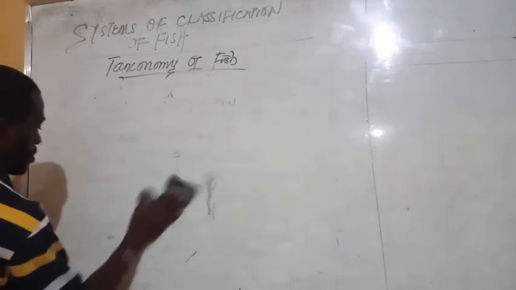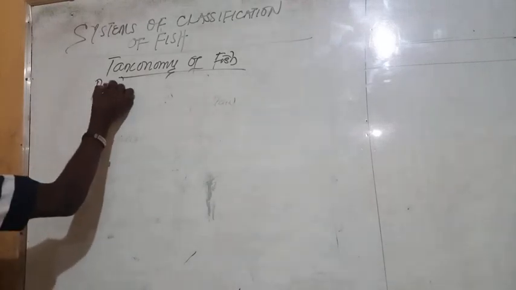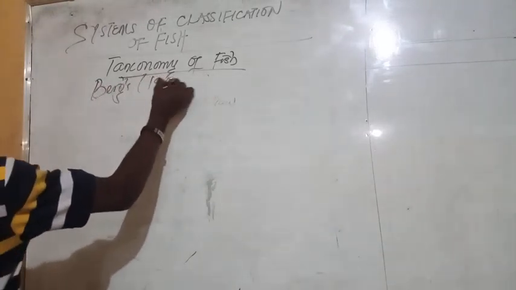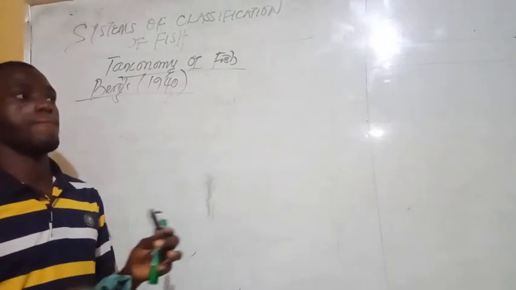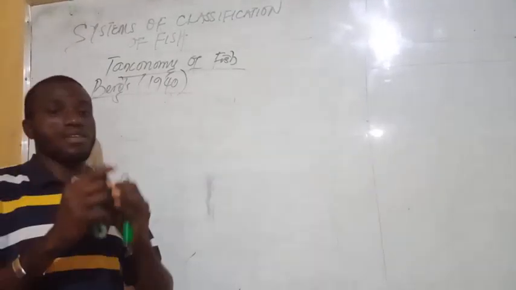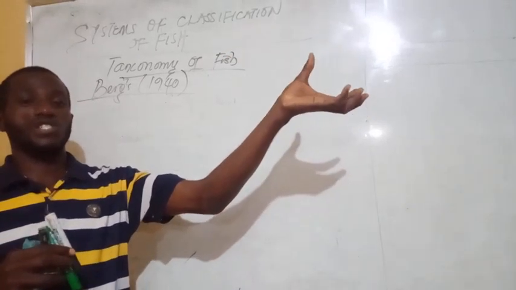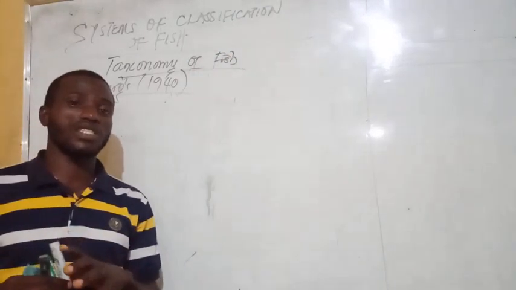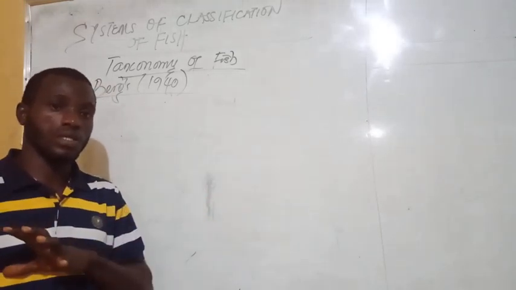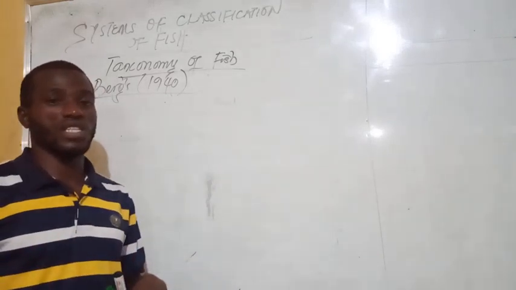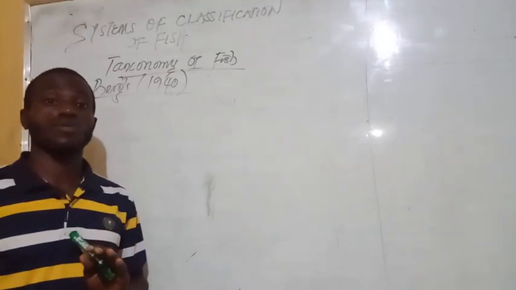Now, the very good thing about the Berg's classification of 1940 is that it brings together the primitive set of fishes as well as the extant, modern set of fishes, and includes all of them, the primitive and the modern set, in one system of classification. That is one of the advantages it has over other systems of classification.